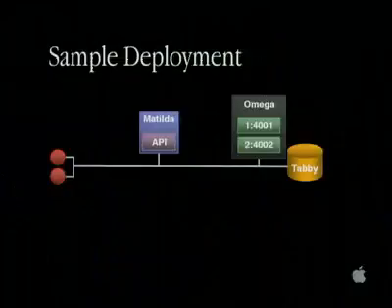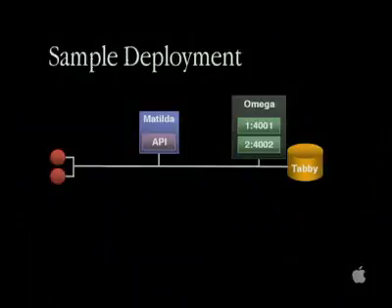So here we have a sample deployment. We have just a couple clients. We have one HTTP server with an API adapter running, and we have one application server with 2 instances. Now, these instances could be multi-threaded and be able to handle many requests. And you have your database.